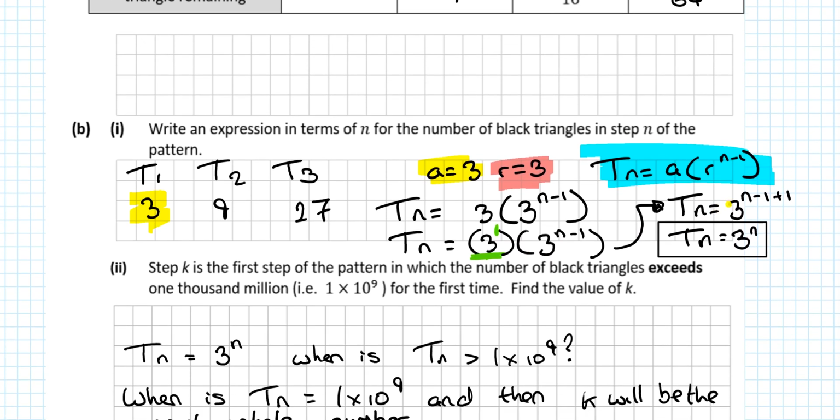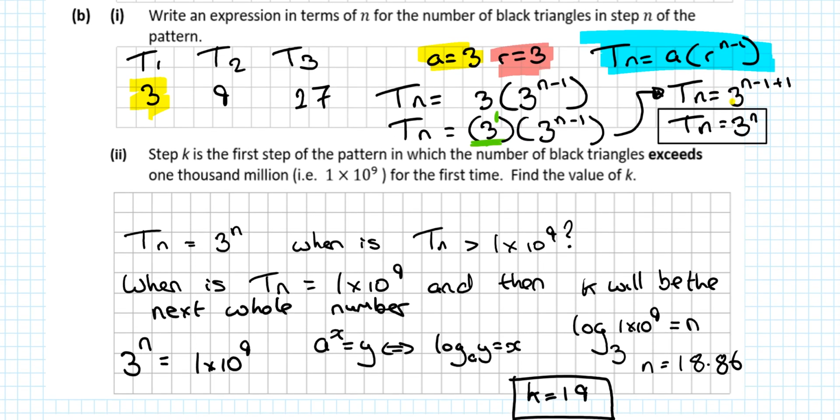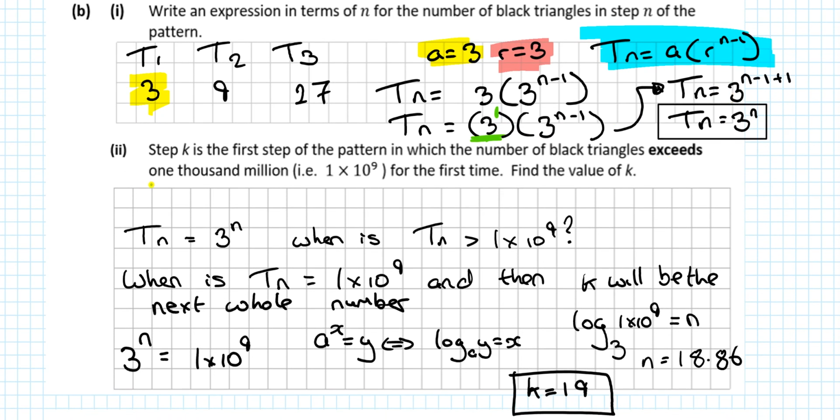Step K is the first step in the pattern in which the number of black triangles exceeds 1,000 million for the first time. Find the value of K. So Tn we know is 3 to the power of n. When is Tn greater than 1,000 million? And that's actually a billion. I don't know why they don't call it a billion.